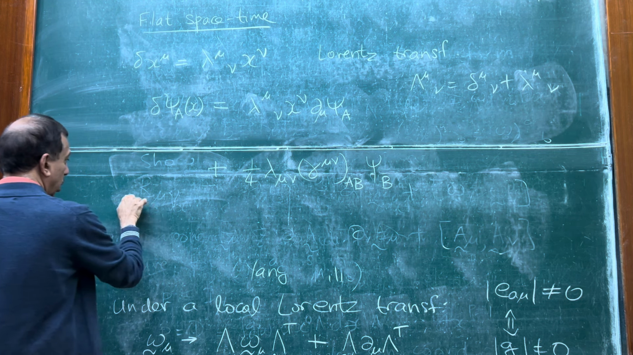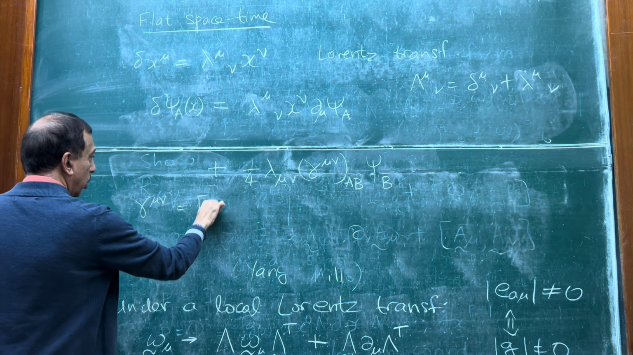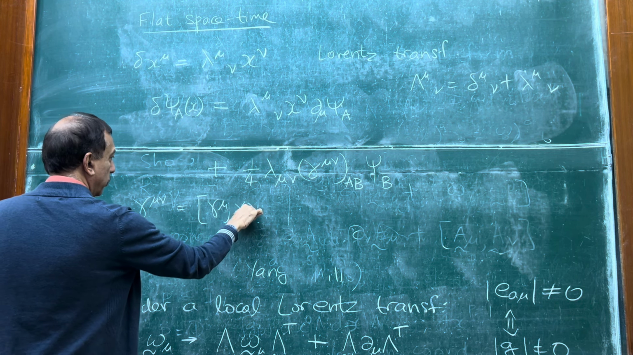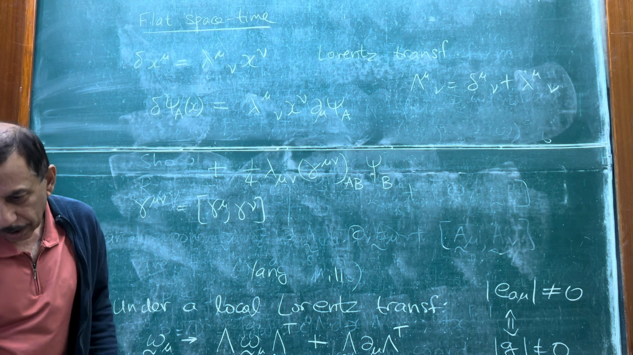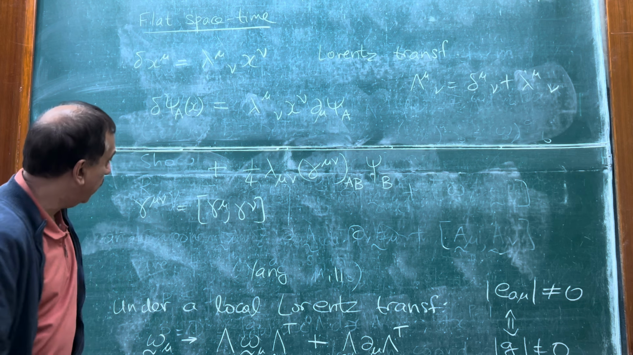where gamma mu nu is equal to the commutator of two gamma matrices, maybe with a half in my notation.